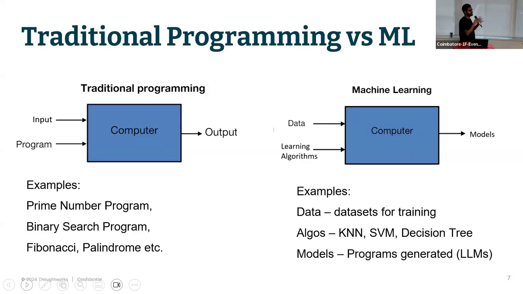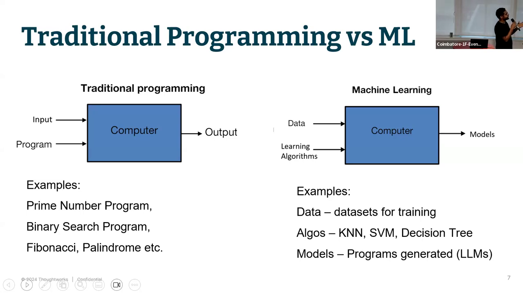How is it different from traditional programming? This is one area where I wanted to spend some time. In your college days, you might have learned traditional programming. You give an input, you have a program. It can be a prime number program, a binary search program. I don't know whether Fibonacci and palindrome questions still come, but you get the gist of how traditional programming is taught in colleges. When it comes to machine learning, it is slightly different, but you need to understand the fundamentals of it so that you understand the field much more.